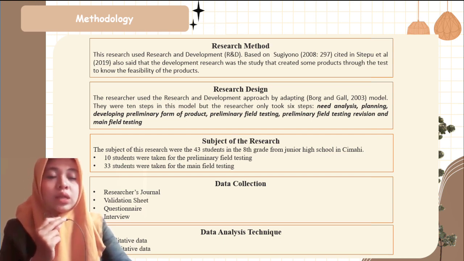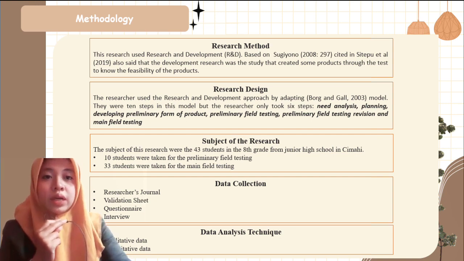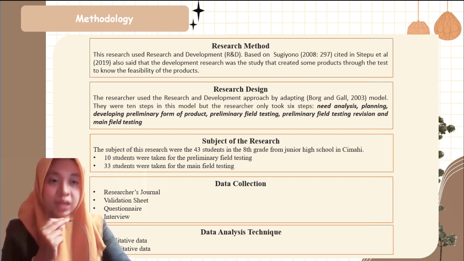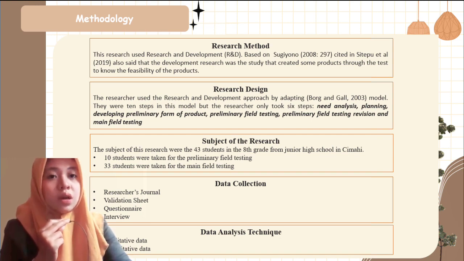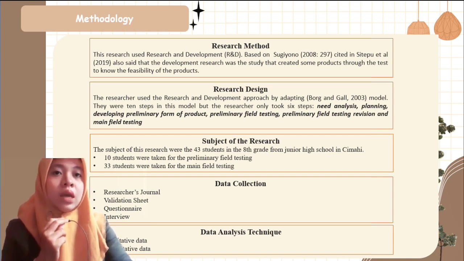And then the next one is the questionnaire. Questionnaire is used to answer research question number 3. It's to know the student responses toward DIA. And then the last one is the interview. Interview is used to strengthen the result of the questionnaire in knowing the students' opinions and perspectives of DIA, the text interactive application. And then the last one is the data analysis technique. The researcher used qualitative data and quantitative data in analyzing the data.